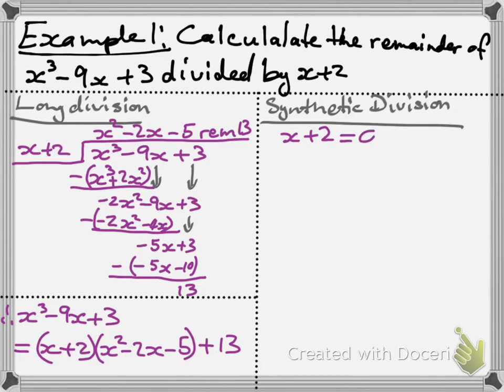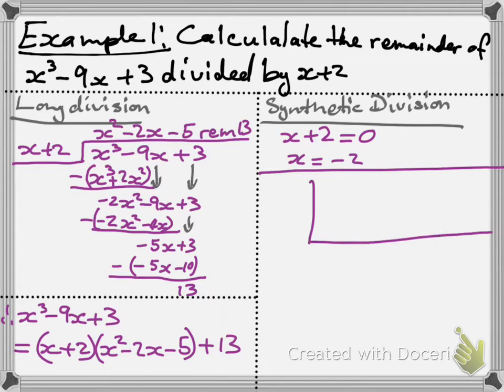Okay, let's use the synthetic method. With the synthetic method, we take the divisor, we equate it to 0, and we solve for the unknown. In this case, it's going to be -2. Then we write our division sign, inverted, and then we put our -2 on the top left side, and then we take the coefficients.